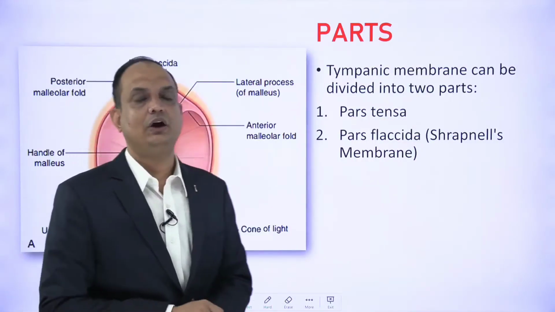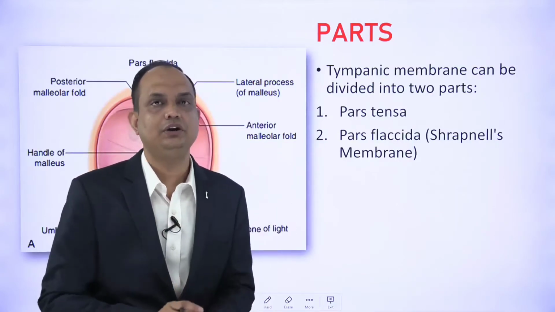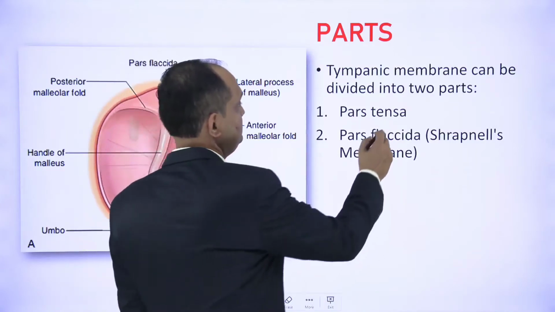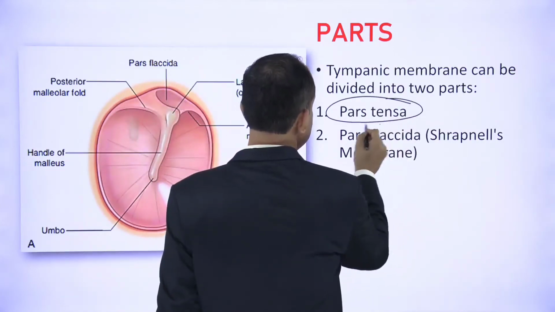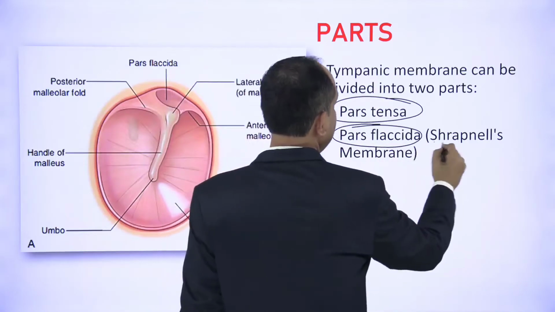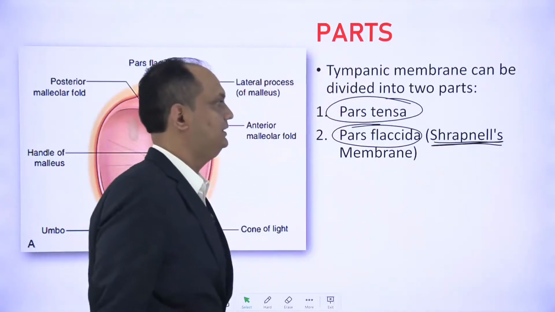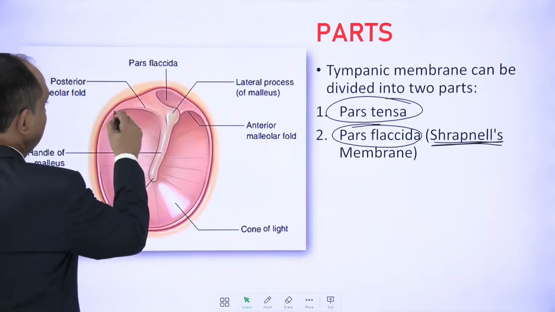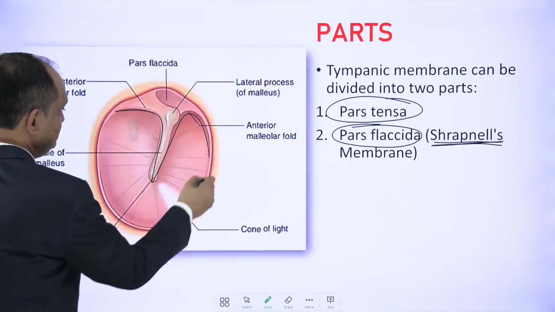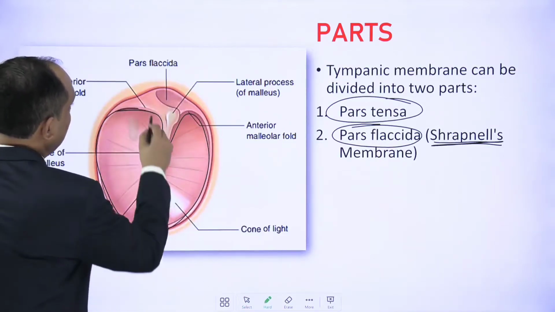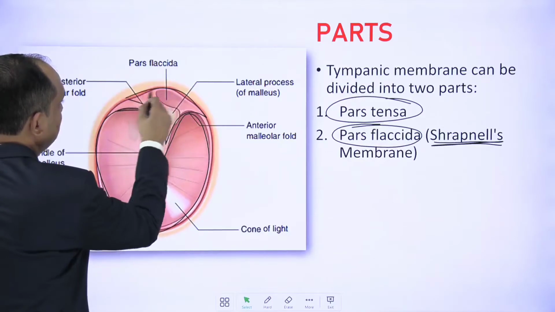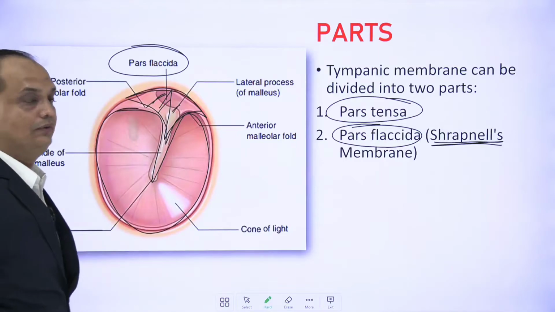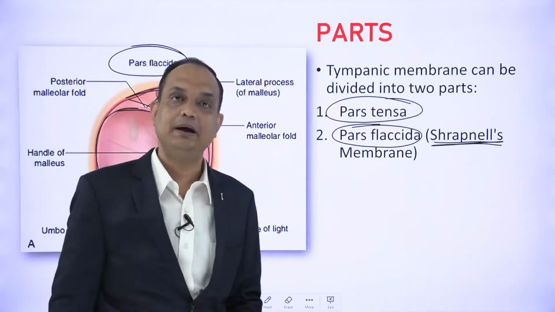Now what are the parts of the tympanic membrane? When you are writing a short note in the exam, you have to specify that two parts are there. One is known as pars tensa, another is known as pars flaccida. Pars flaccida is also known as Shrapnell's membrane. Now in this diagram you can see that the major portion is known as pars tensa, while this smaller upper portion is known as pars flaccida. So these are the two different parts of the tympanic membrane.